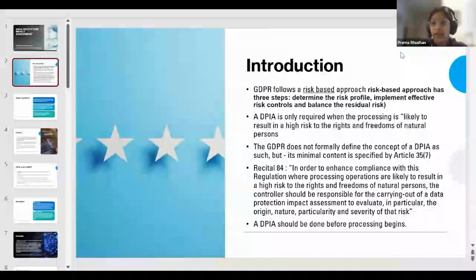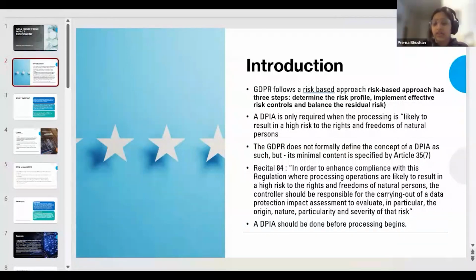What is an impact assessment? So see, the GDPR follows a risk-based approach. The GDPR is not very extensive and elaborate. It sees risk as they come. So a risk-based approach has three things: determining the risk profile, implementing effective risk control, and balancing the residual risk.